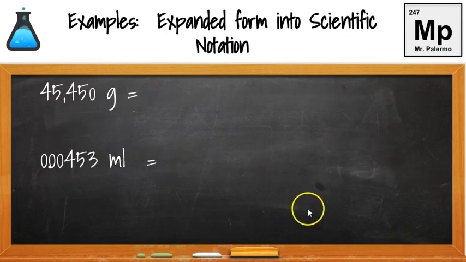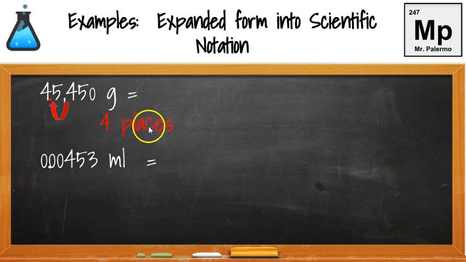So let's see some examples of converting from expanded form into scientific notation. This first number here is larger than 1, so it's going to be a positive exponent. I'm going to put in my decimal point at the end of the number, and I move it to the left until I get to a single digit, which is going to be 4.5450. And then I move 4 spaces, so the exponent times 10 is going to be to the 4th. So the number is 4.5450 times 10 to the 4th grams.